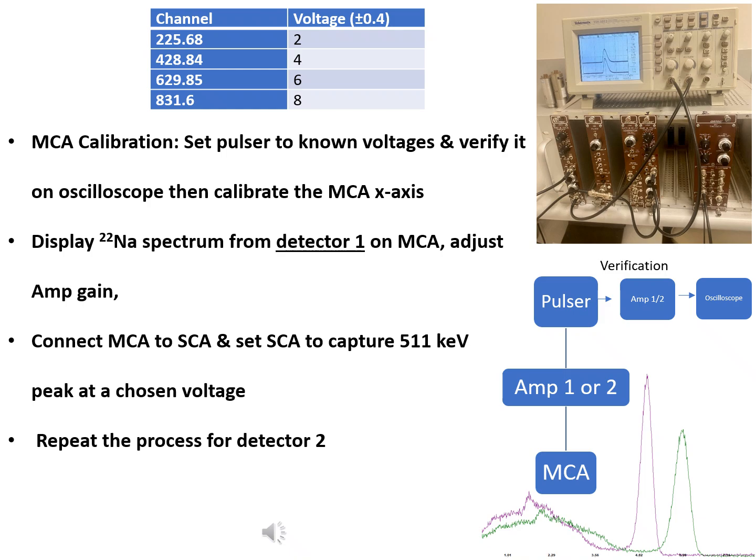After calibration, the pulser was disconnected and the signal from sodium-22 received by detector 1 was displayed on the MCA. Amplifier gain was adjusted so that the 511 keV peak corresponded to 6 V. Next, the MCA was connected to the SCA (single channel analyzer) output with the SCA lower level set to 4.64 V and the window set to 0.121 V. This procedure was then repeated for detector 2. At this stage, the channel is converted to voltage in the MCA and only the 511 keV energy peak is analyzed.